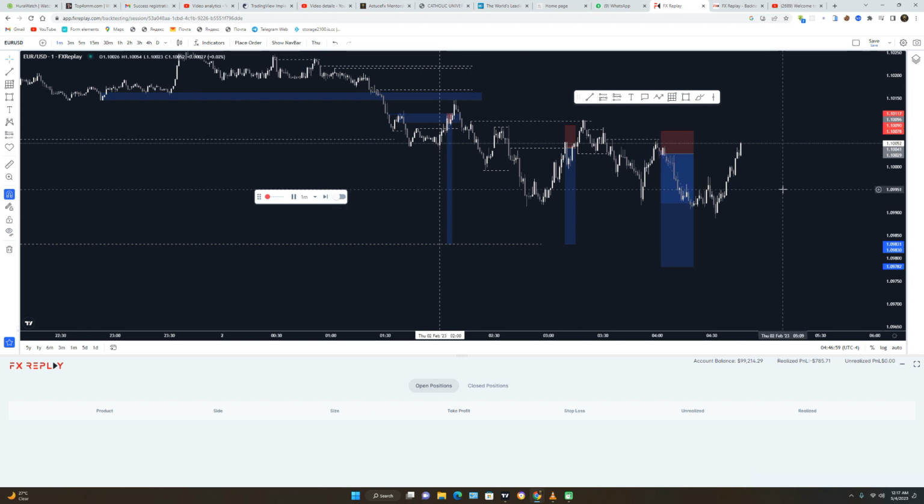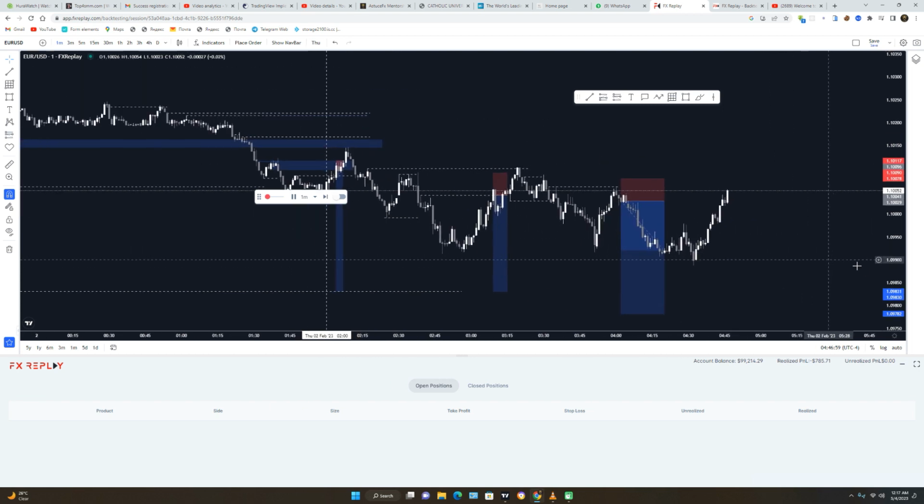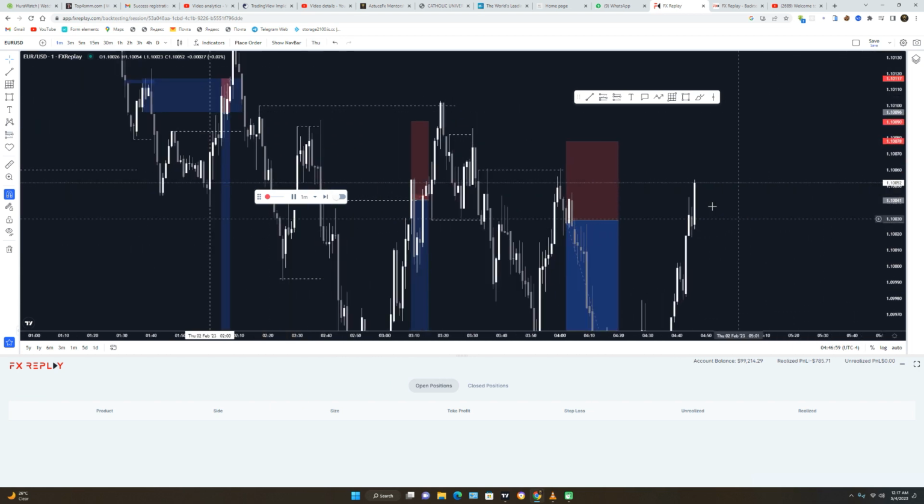Then price hit our, this is way too crazy. So price hit our break even, right? Price hit our break even. Okay, so as price hit our break even, let's see if we can get another trade scenario.